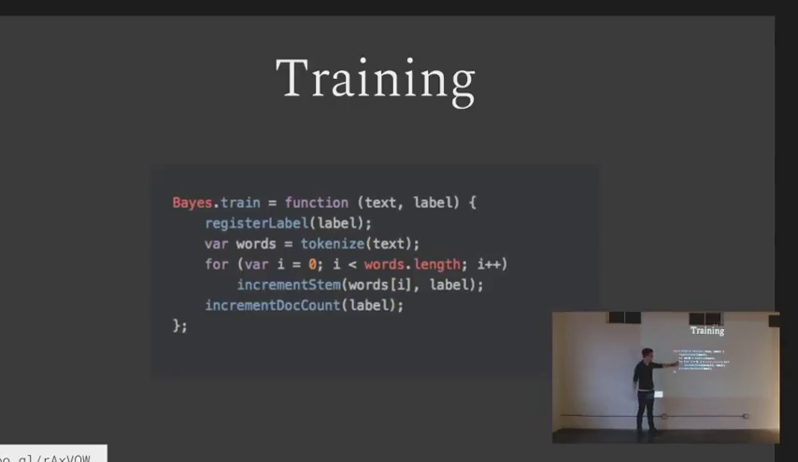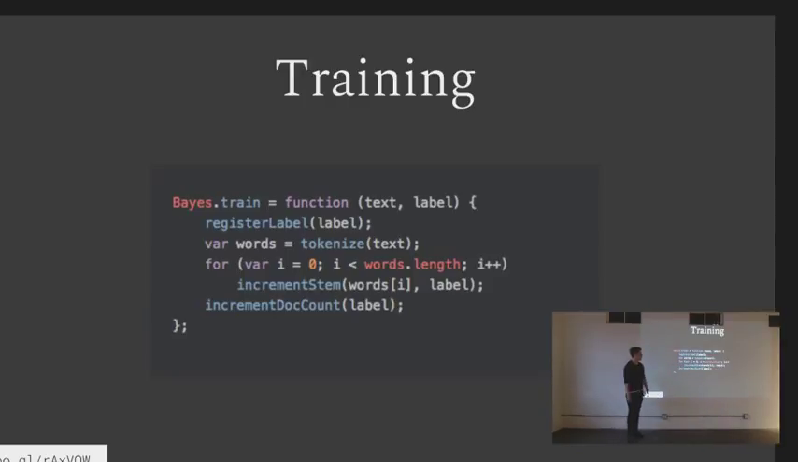And then we take the words that are in the text and run them through our tokenize function, which we already saw. That's just going to clean it up, split it, and lowercase everything. Then we get some words, and we're going to loop through those words and increment stem. Stem is our token, right? It's our unigram, our single word. That's the word "do" in the example I've been using, right? So we say increment stem: the word "do" has been seen once for the label French. Just keeping a tally. That's all we do there.